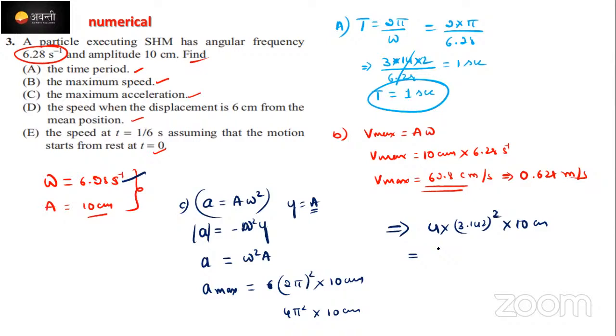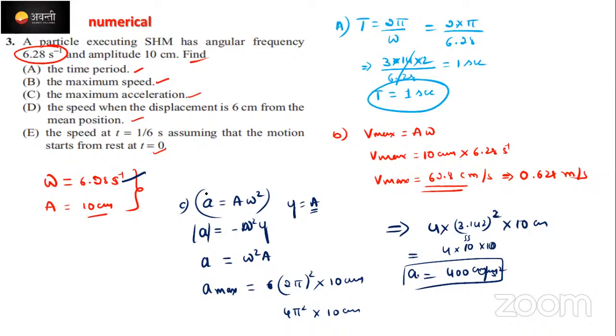Okay, 9.8 into 10. Let us take 9.8 as 10, so this 10 is equal to, into 4, here also 10, correct? Then it will become 10 tens are 100, 100 into 4, 400 centimeter per second square, right? 400 centimeter per second square. This is the maximum acceleration. Clear enough? Is it clear?